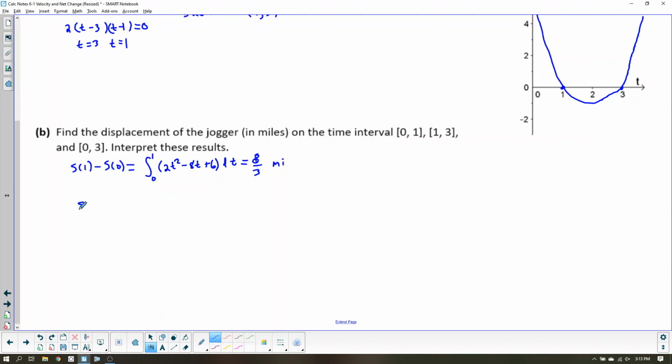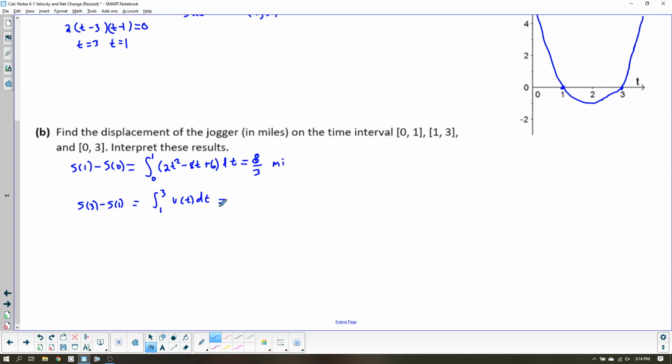All right, next displacement, s of 3 minus s of 1. Again, just do the definite integral from 1 to 3. And I'm just going to write v of t instead of writing the function out.